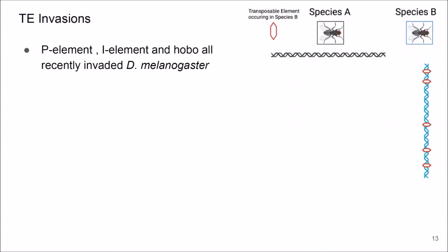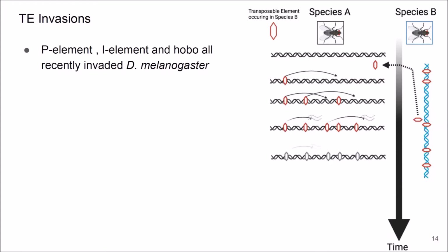So in this context, this means that invasions of transposable elements are very important. I have a small cartoon here to illustrate how this usually works. You have a specific species that has a naive genome that does not have a transposable element inserted. The transposable element is shown by this red hexagon. And then a transposable element enters the species.